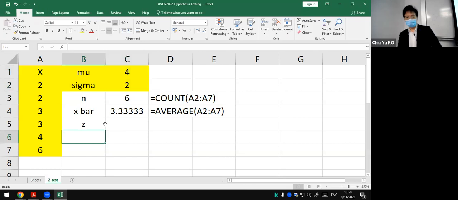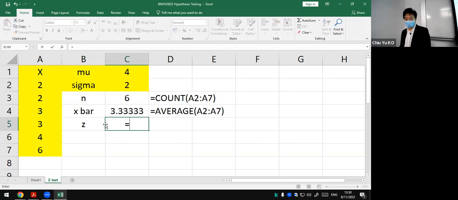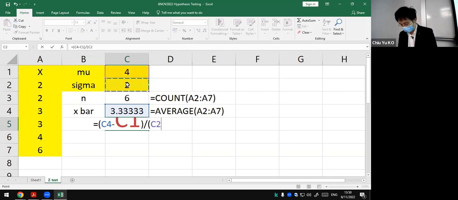Okay, so this is the thing. How do you calculate the z-score? The z-score, if you remember, for just one sample with just this number, minus the hypothesis, you divide it by sigma over root n, so it is sigma over square root of n.